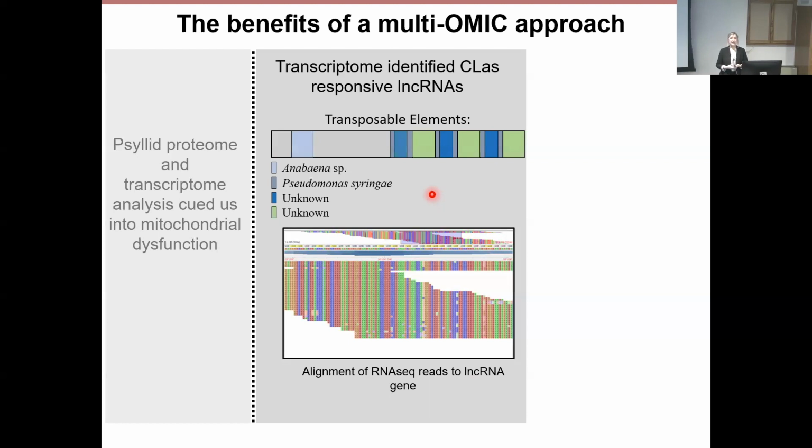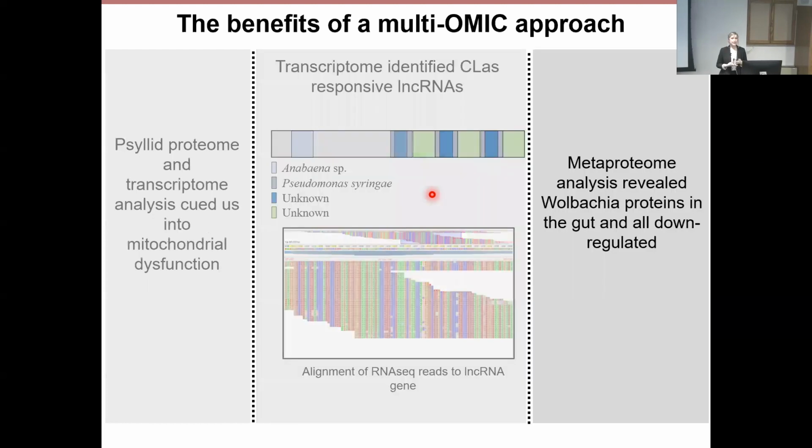And it's important to note that we never would have identified these molecules had we only done a proteome analysis. And then on the converse side, had we only done a transcriptome analysis, we never would have found proteins derived from bacteria within the gut. And I'm saying this because our proteome analysis was really a metaproteome, because we're able to look at the protein responses to CLas of both the insect, but also the endosymbiont proteins. And so we identified Wolbachia proteins in the gut, and that was exciting by itself because we never knew that Wolbachia was actually present in the psyllid's gut.